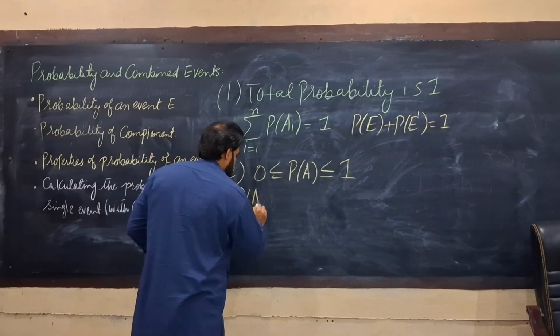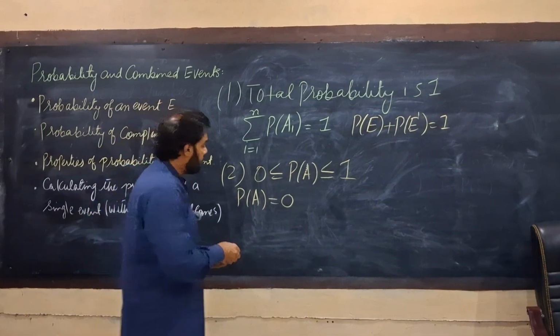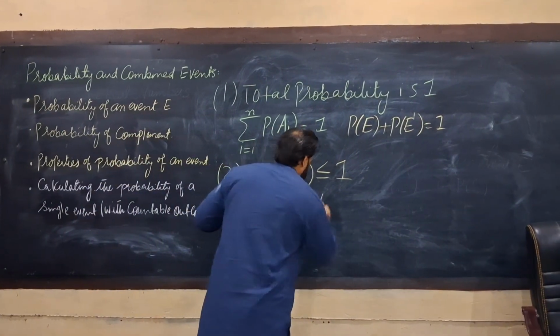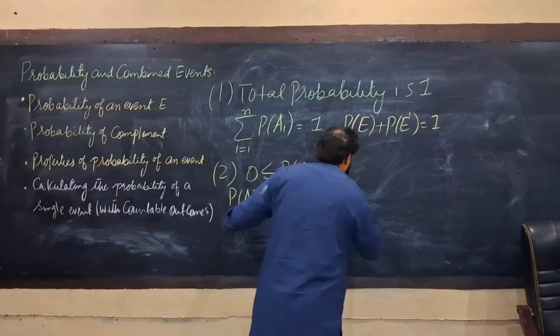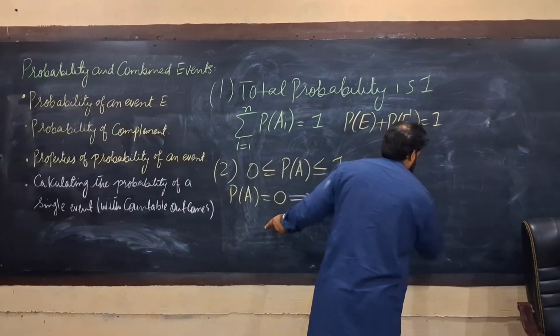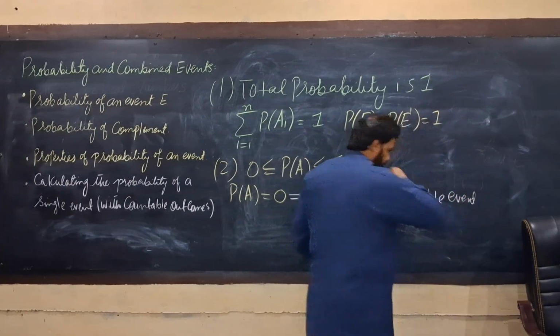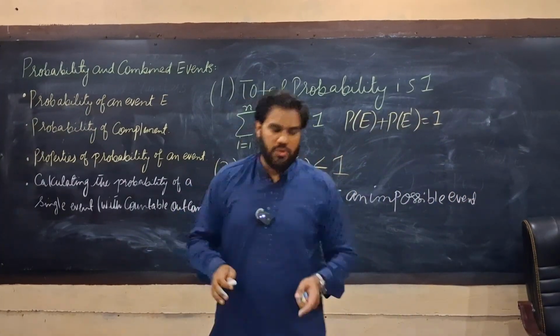Probability of A is 0. If probability of A is 0, this shows that A is an impossible event. Impossible means it cannot occur.